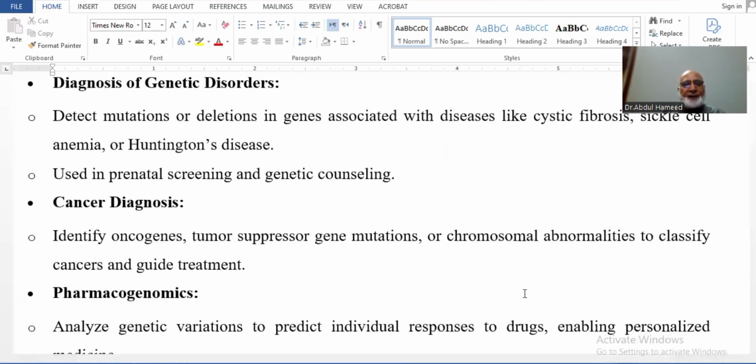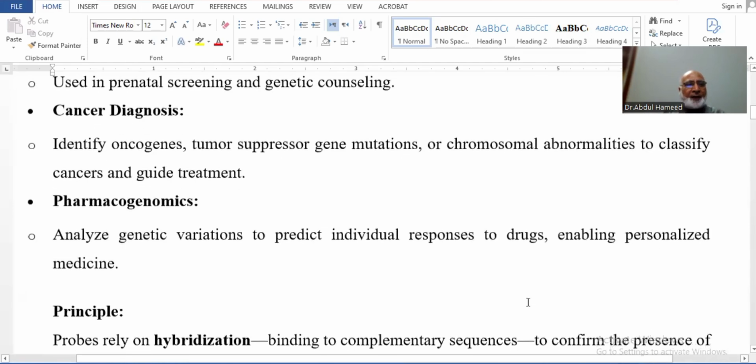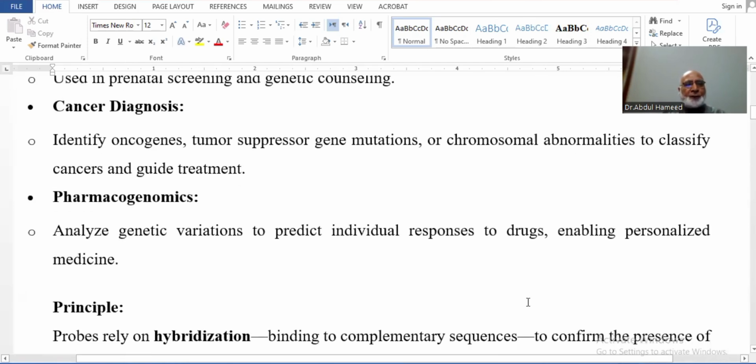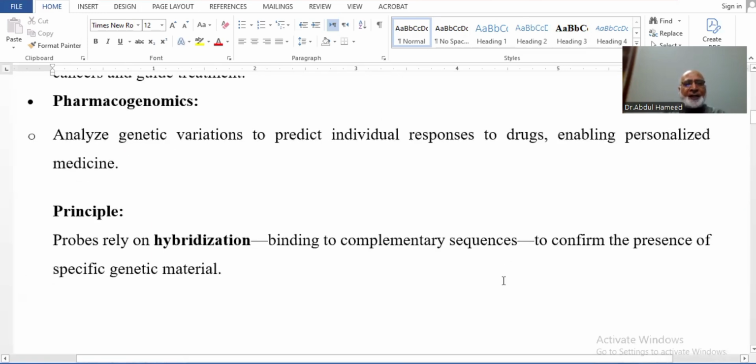For example, if a person has a suppression of those genes whose function is to suppress tumors, a mutation may cause abnormal function of them. Or chromosomal abnormalities, to classify cancers and guide treatment of the patient, helping doctors and physicians to cope with the problem. Then pharmacogenomics. This is important to analyze genetic variations to predict individual response to drugs, enabling personalized medicine. This is important because generalized medicine may have some side effects, and personalized medicine may be safer, cheaper, and targeted.